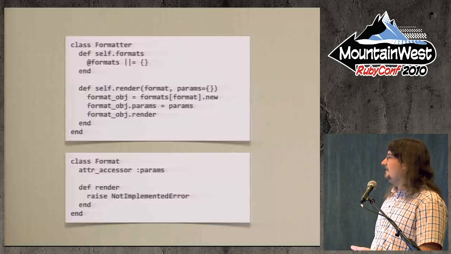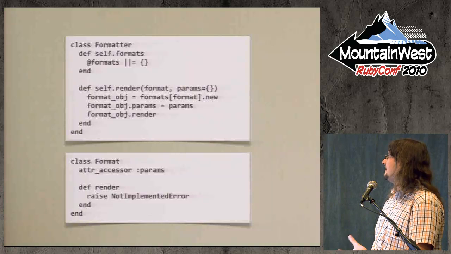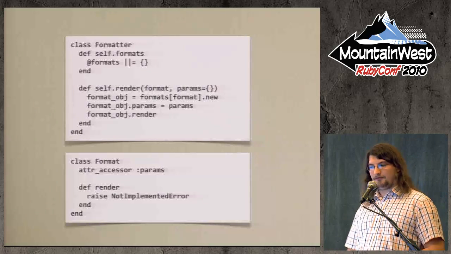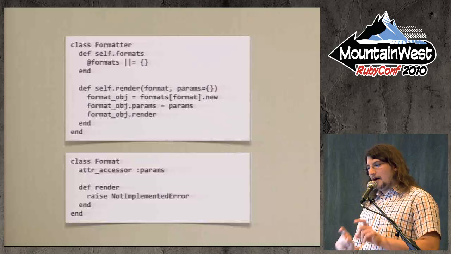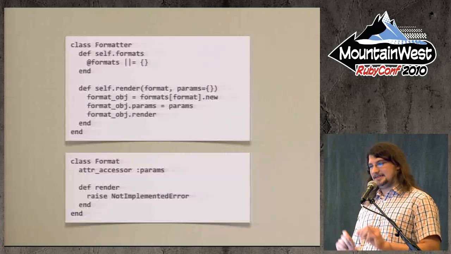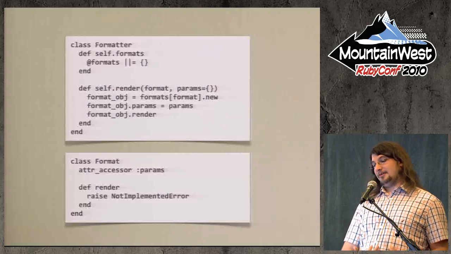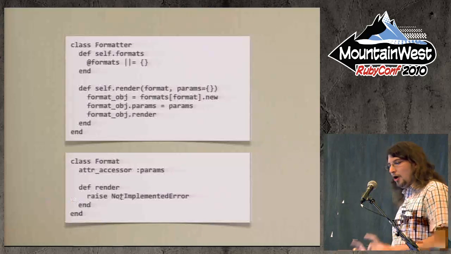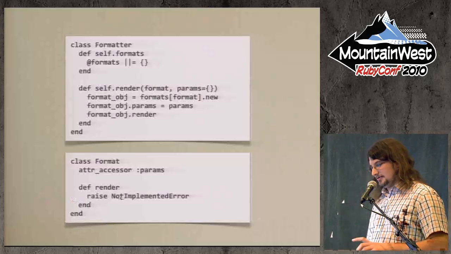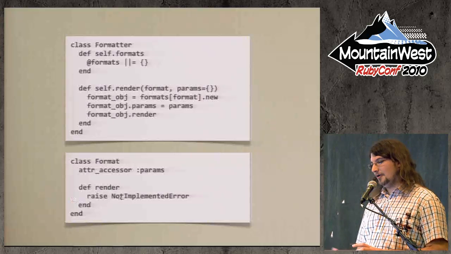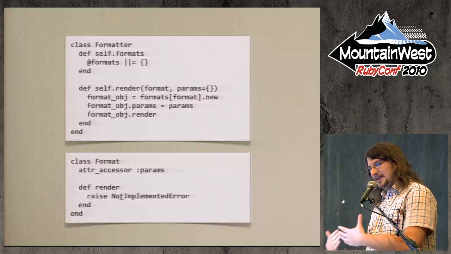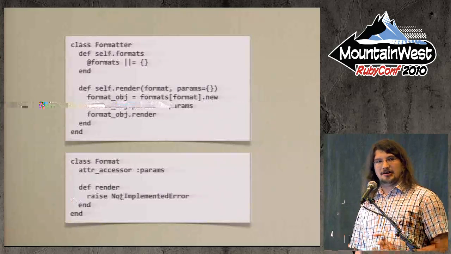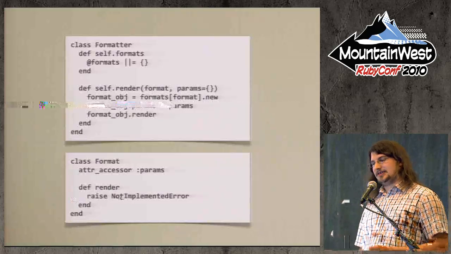And you see that formats is just a class method that returns a hash. And render basically will look up a format in the format class in that hash, instantiate it, assign the parameters so that they're there, and then call render. Now, format is basically just a container, sort of abstract class for now. It's got params, which are fed to it by the formatter, and it's got this abstract method that you need to override called render. And that can do whatever you want, so long as it returns a string.